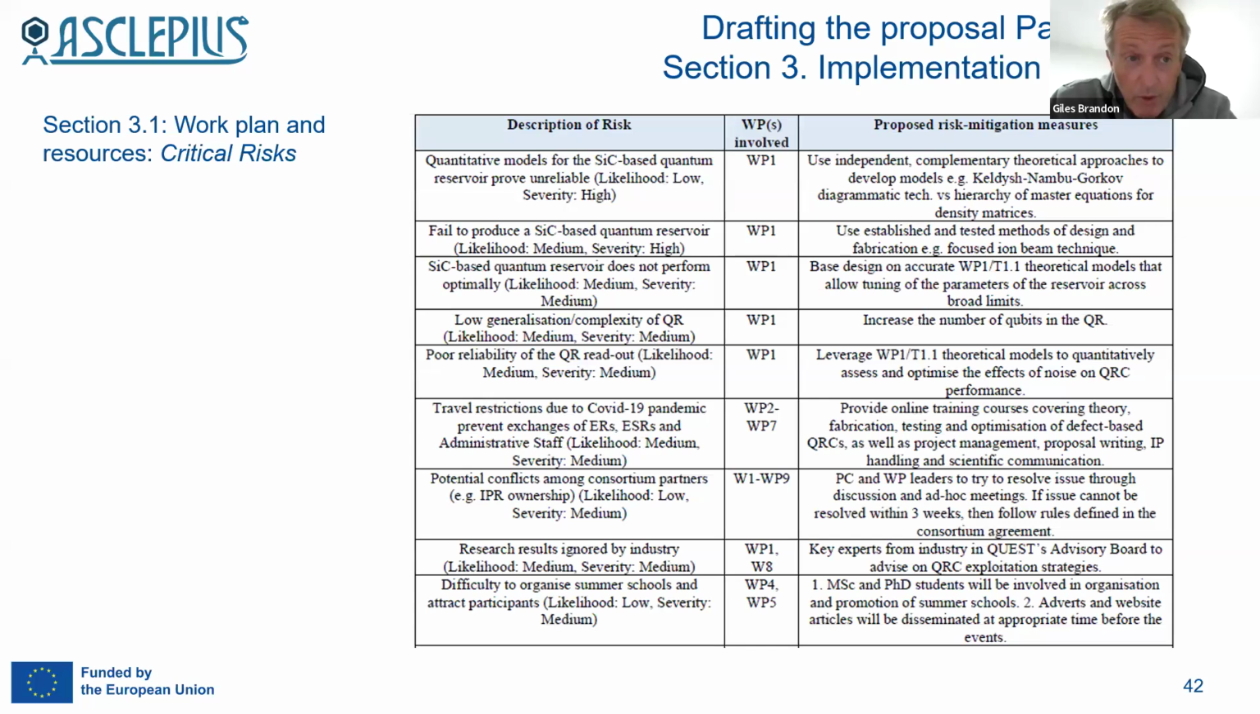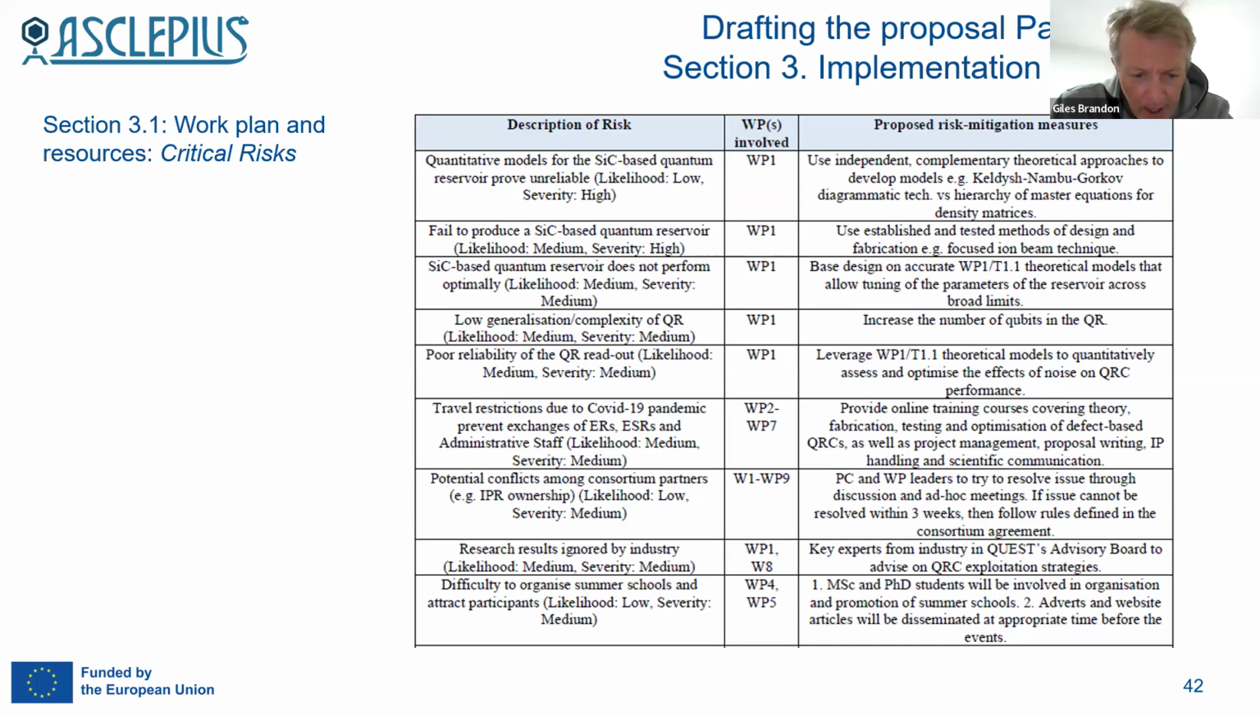Still in 3.1, you're required to describe critical risks and mitigation measures for those critical risks that you might encounter during your project. This is a classic table that I include in the proposals. This is the table, or part of the table at least, that we have in my currently running projects on quantum reservoir computing.